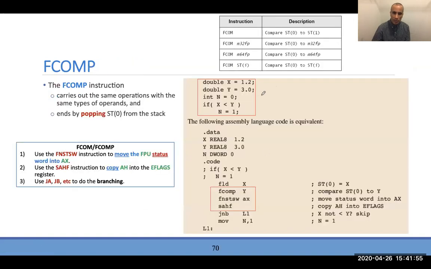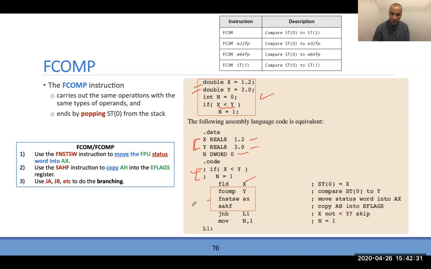So this is a basic example in C. You have X and Y in here, and you have an integer n equal to 0, and then you need to compare X with Y, whether X is less than Y. So we declare it here. Since this is double, we know double in C or in Java is going to be 64 bits. So that's why we used real 8, not real 4, and we assign the values. So this is mainly assembly, and this is our DWORD, which is the integer. And here we want to convert this expression, mainly the if statement. So we're going to load X first.